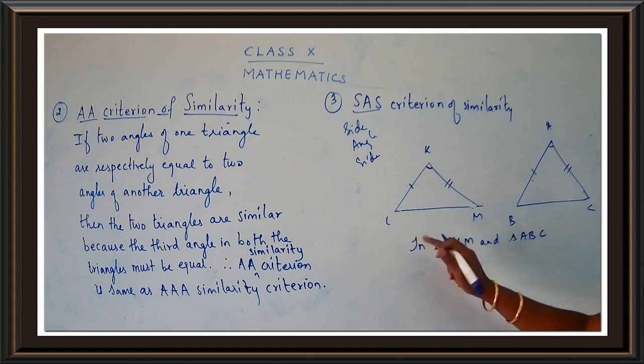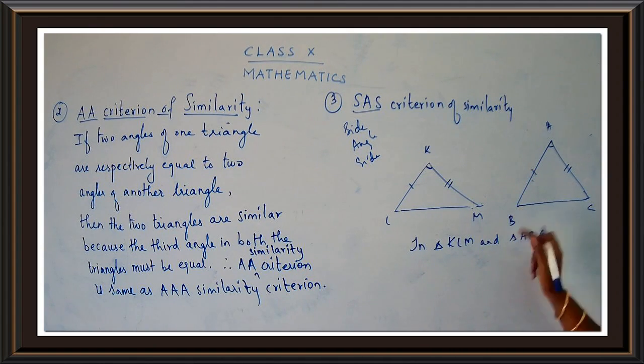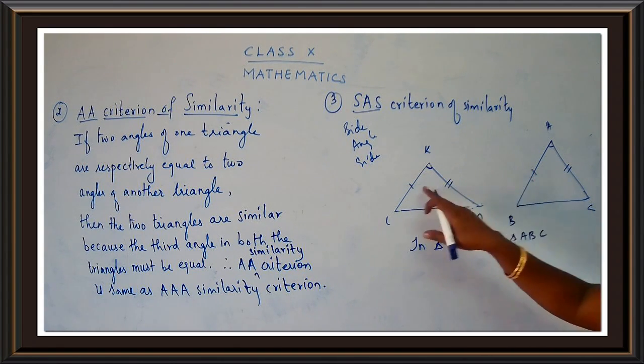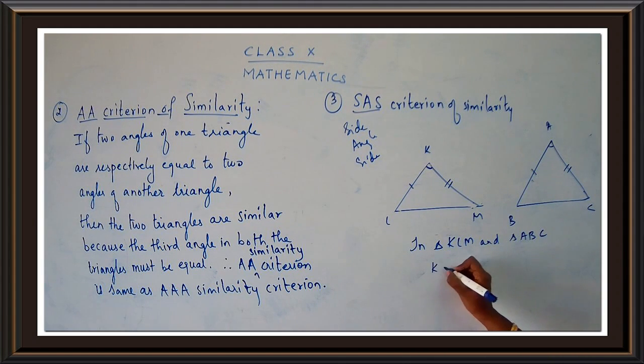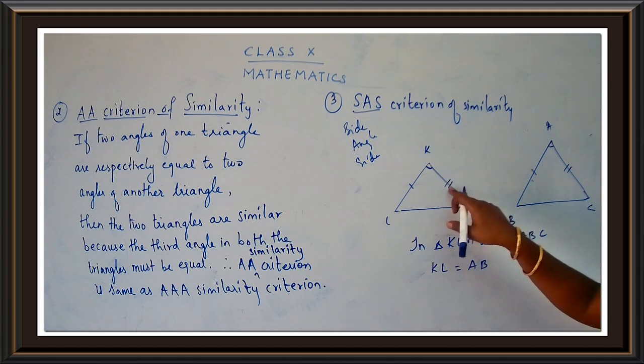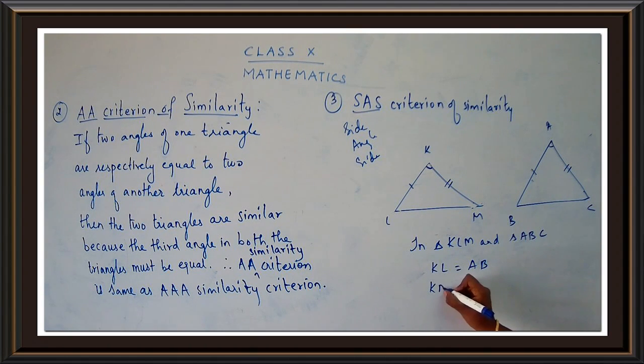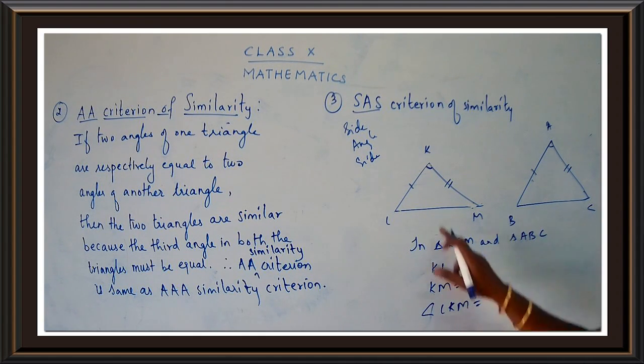Which sides are similar? KL is equal to AB, because we have just marked the identical side. Here we have put this sign, which says that both the sides are equal. So you can put here KL is equal to AB. Okay. Next, these two here we have an identical sign. So you can say KM is equal to AC. And one more thing, I'll write here angle LKM is equal to angle BAC.